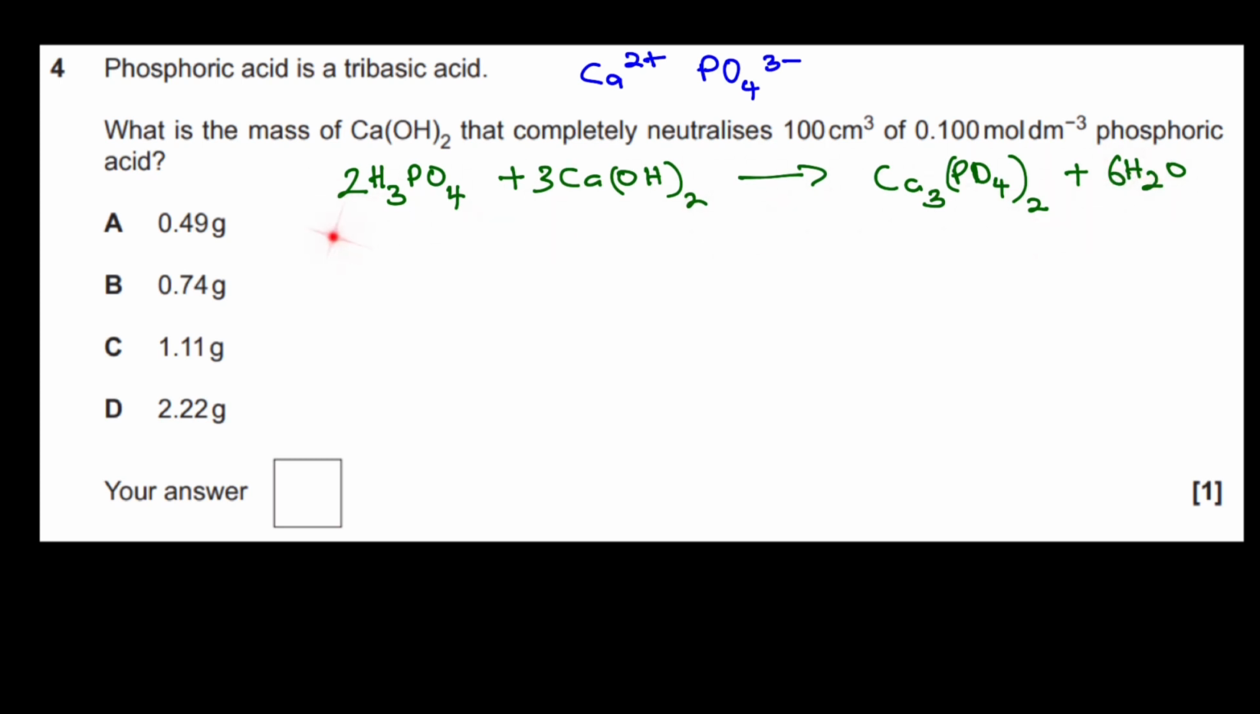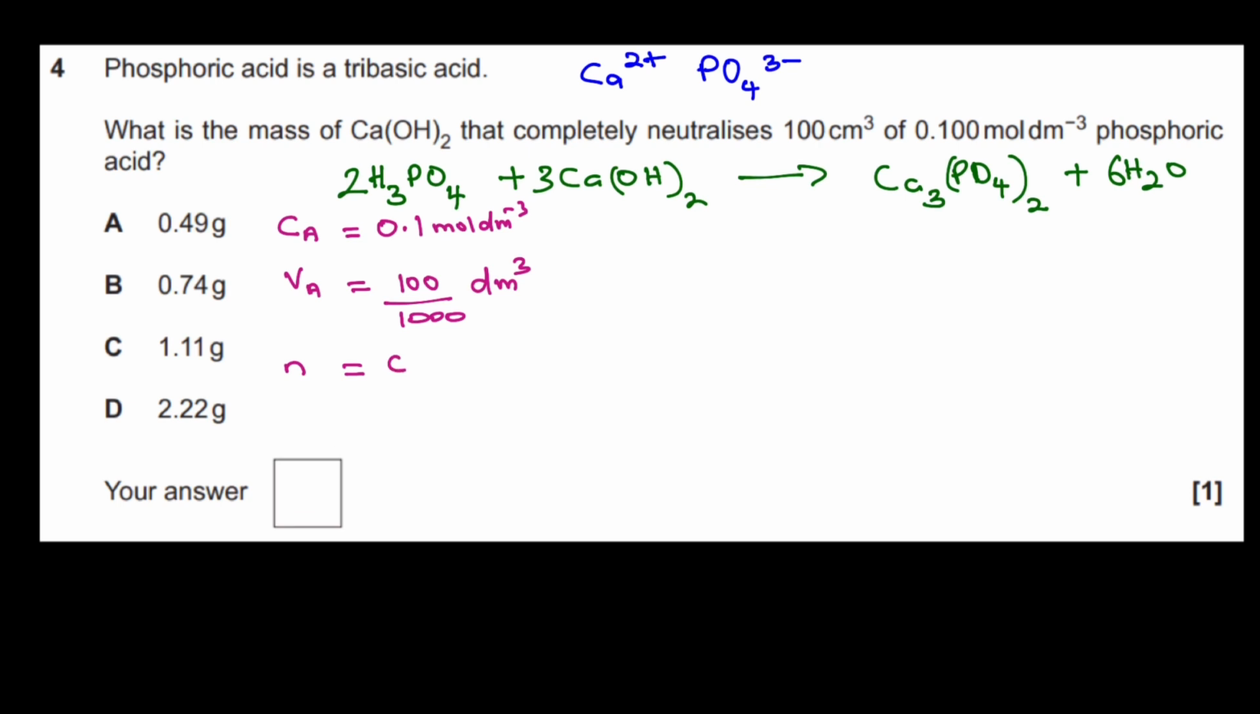Just to remind you, this is conservation of mass. The total mass of the reactants equals the total mass of the products. This is the reactant and this is the product. From this reaction, we're given a concentration of the acid, and that is 0.1 mol/dm³. We're also given the volume of the acid, 100 over 1,000 dm³. It was given in 100 cm³, but we have to convert it to dm³ because the concentration is in mol/dm³.